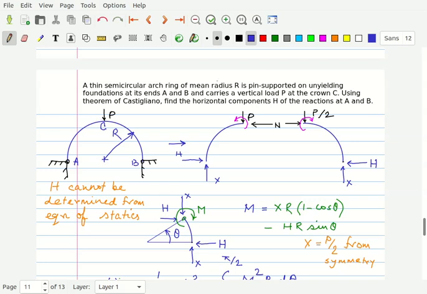So since this problem is a symmetric one, that means the geometry is symmetric and so are the loads. So this problem is symmetric, so the reactions will also be symmetric. So in this pin joint there will be one X reaction and one Y reaction. Here also one X reaction and Y reaction.